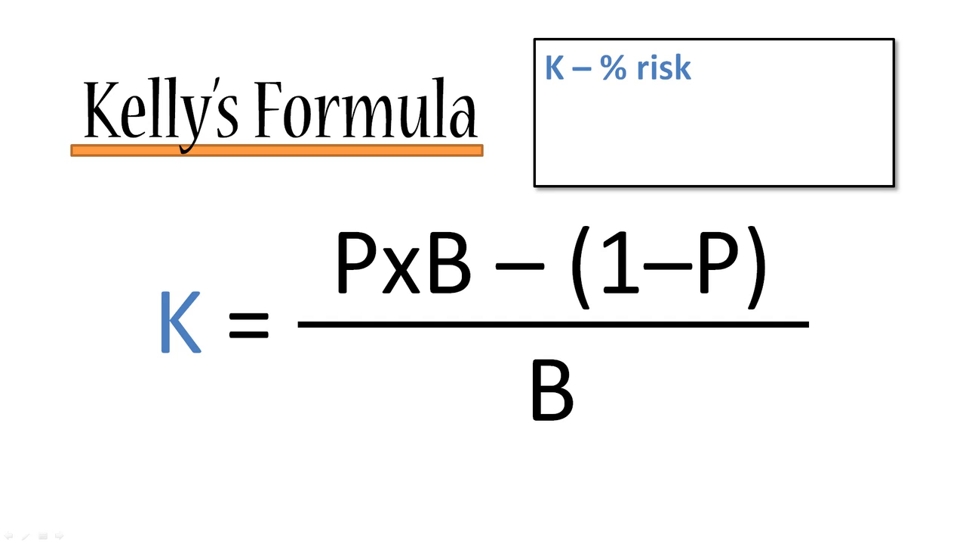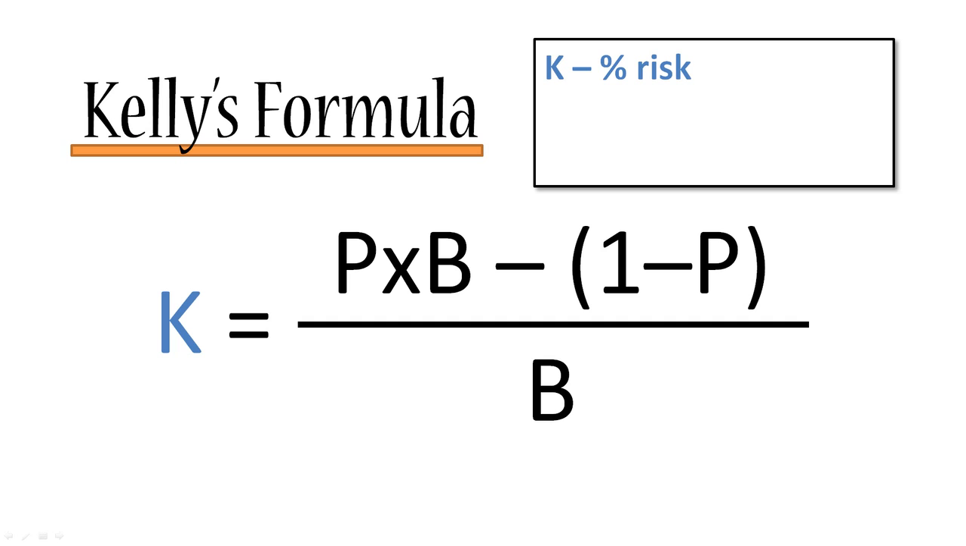So K. K is the number we're trying to figure out. It's the percentage risk of your account balance that will lead to the optimal outcome. Remember how in the previous tutorial we discussed that there's only one optimal outcome. There's a lot of suboptimal outcomes. There's only one break-even outcome, and there's a lot of ruin outcomes. So this K that we're looking for, which is given through this formula, is that percentage of your account balance which will lead to the optimal outcome in the long run.